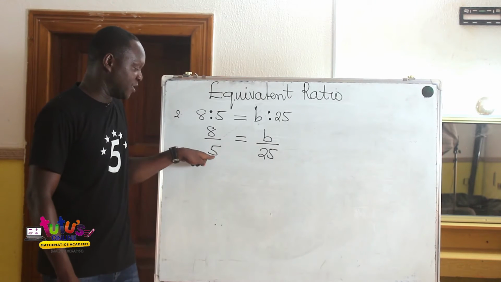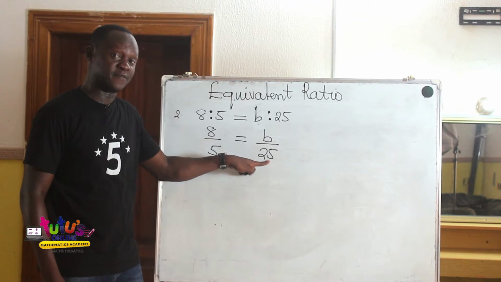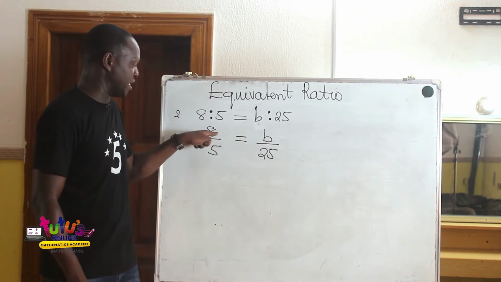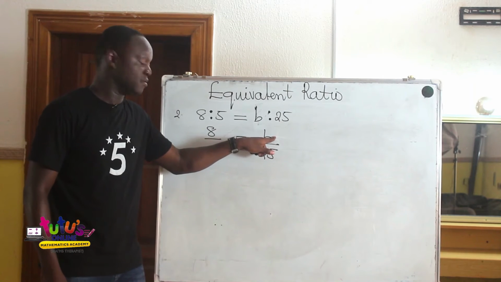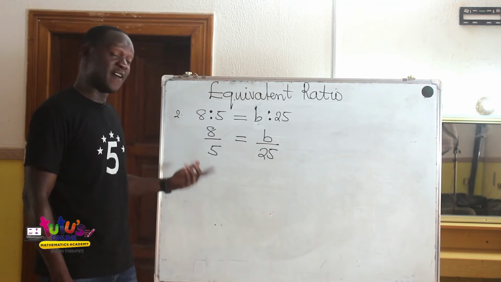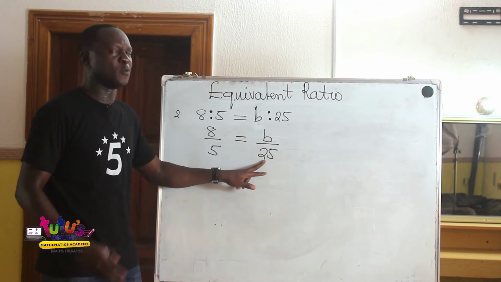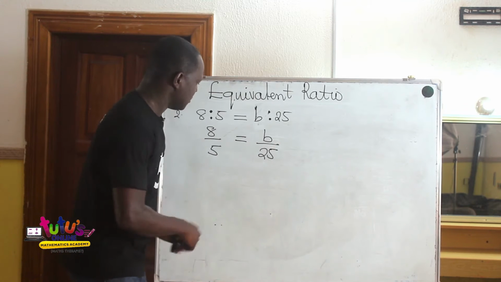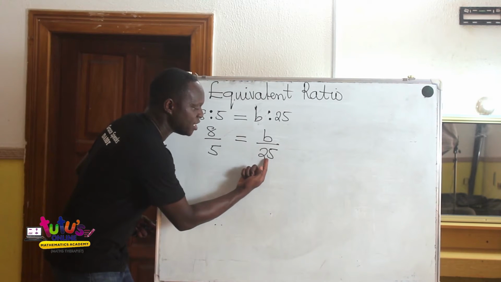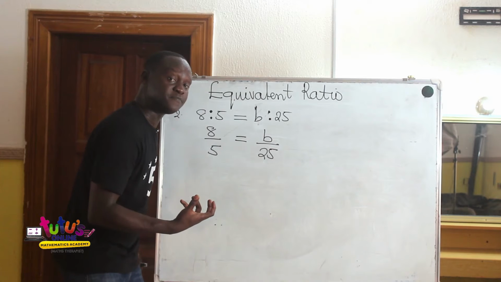Which number will you multiply with 5 to give you 25? That same number multiplied with 8 gives you B. So which number would that be? It's 5. 5 times 5 gives us 25. Some of you will ask, how did I get the 5? Just divide the denominator. 25 divided by 5 gives you the number.